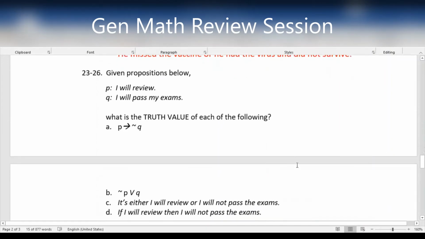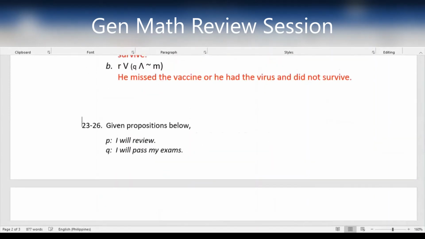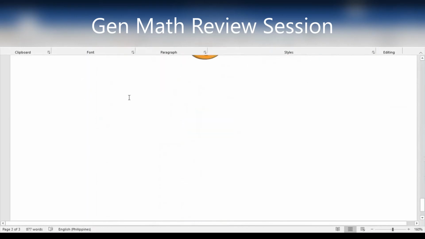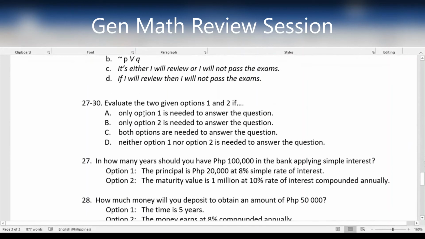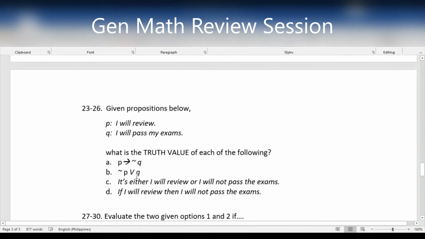Next. I-jump ko na siya sa next page para hindi magulo. I think we're about to end na. So last na to about logic. So this time, given pa rin yung statement, two propositions, P: I will review, Q: I will pass my exams.